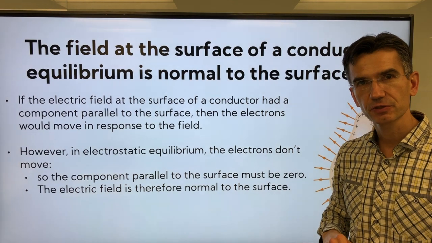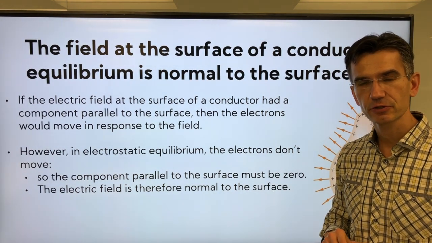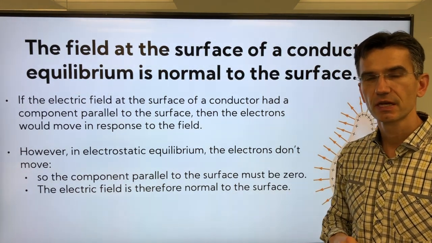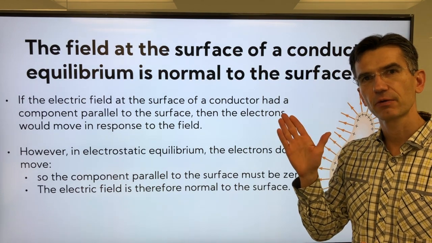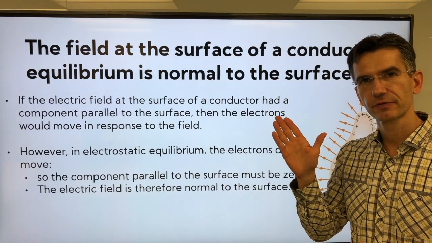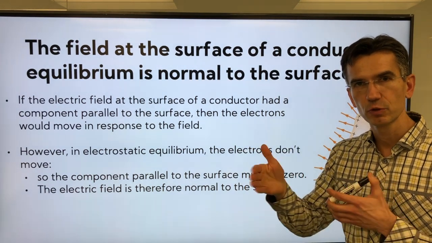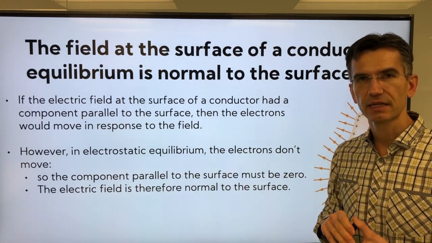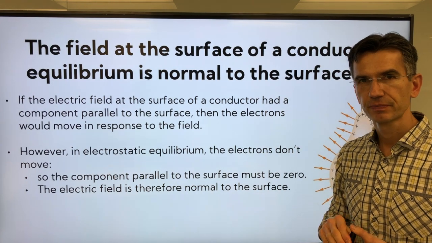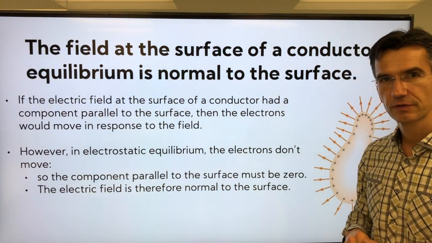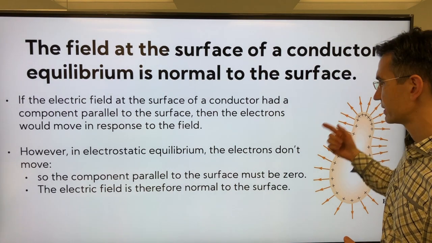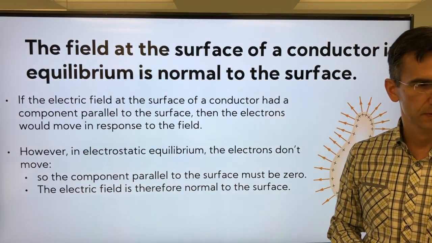Another property of conductors is that the electric field at their surface is perpendicular to the surface. If the electric field had a component that was not exactly perpendicular to the surface, but had a component along the surface, then the charges in the conductor will move until this net electric field along the surface disappears. So as a result, the electric field of a conductor is always perpendicular to its surface.